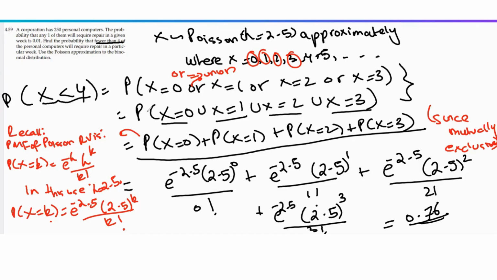And this way we can use a Poisson approximation to a binomial distribution. Just keep in mind, to use a Poisson approximation, you need this parameter lambda, because once you have lambda, you can find any probability concerning it. And this parameter lambda is just equal to the mean of the binomial random variable which you want to use the Poisson approximation on, which is np.